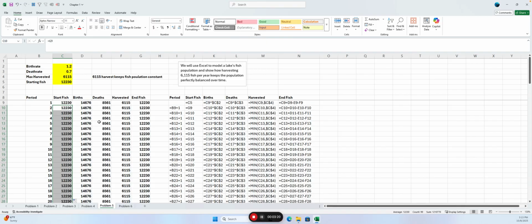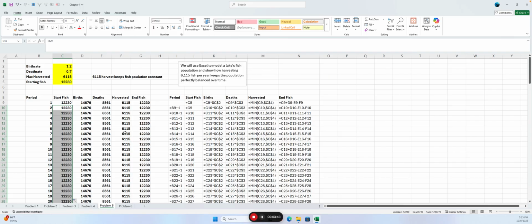With a harvest of 6,115, the number of fish at the end of each year stays the same at 12,230. Pretty interesting. And that is our equilibrium point. The lake stays perfectly balanced.